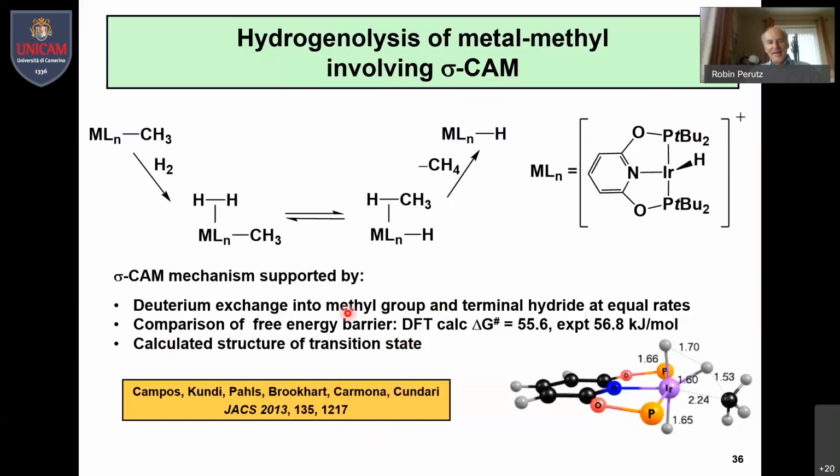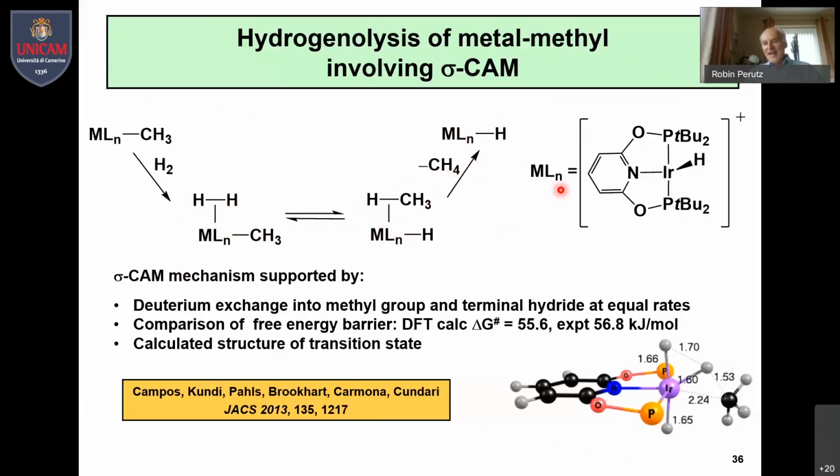And again, I will simplify it down to begin with. So we have a metal methyl that reacts with H2 to form one of these sigma complexes. So we now have metal dihydrogen methyl, and that can isomerize to metal hydride methane. Lose methane, and we've made a metal hydride. So that's the sigma-CAM reaction mechanism in action.